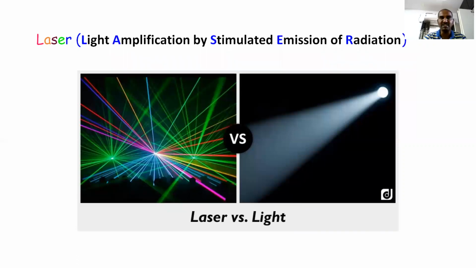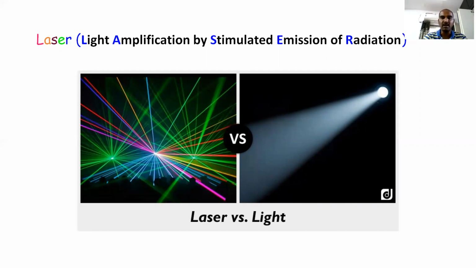And here the amplification takes place. Amplification means with minimum input, we have to get maximum output. That kind of process is involved in the generation of laser light. And in the process of laser emission, we are getting light entirely through the process of stimulated emission. That's why the words stimulated emission are also included in the abbreviation of laser. That's why the acronym for laser is light amplification by stimulated emission of radiation.